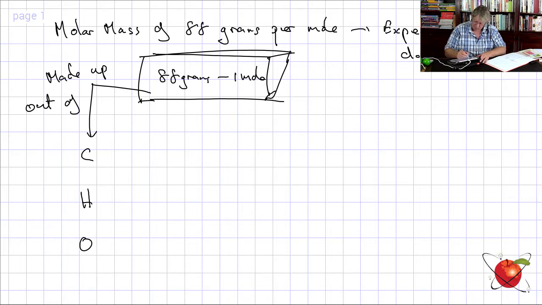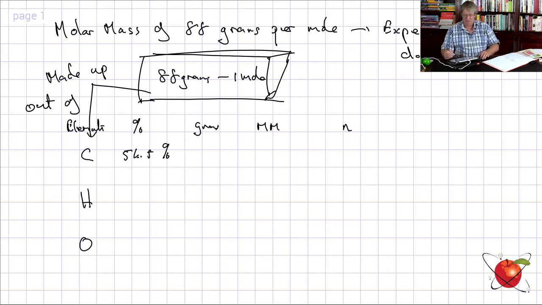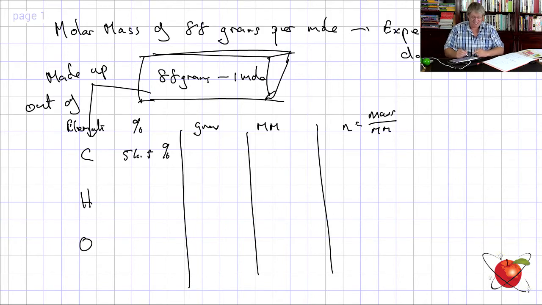Carbon is 54.5%. Remember, we write down the elements, then the percentage, change it to grams, then molar mass, and the number of moles n is equal to mass over molar mass. Remember this? Well, here's a little table. So we write down the percentages first. The percentages are 54.5, 9%, and 36.5.